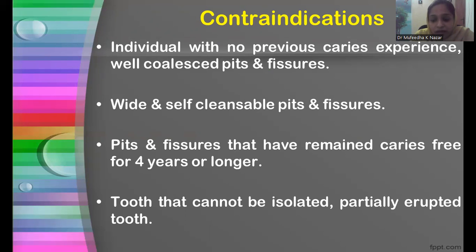A tooth that cannot be isolated and a partially erupted tooth are difficult to seal. So they are also contraindicated for pit and fissure sealants. However, GIC sealant can be used in such cases with a partially erupted tooth and a tooth which is difficult to isolate.